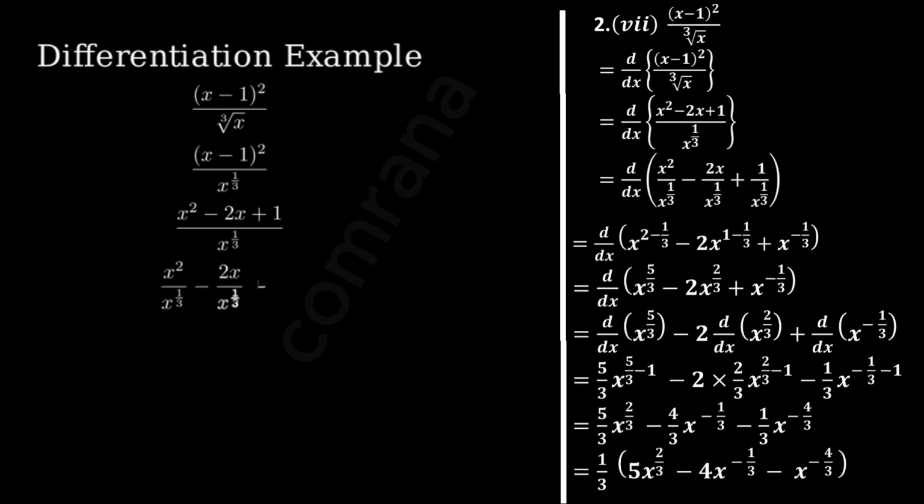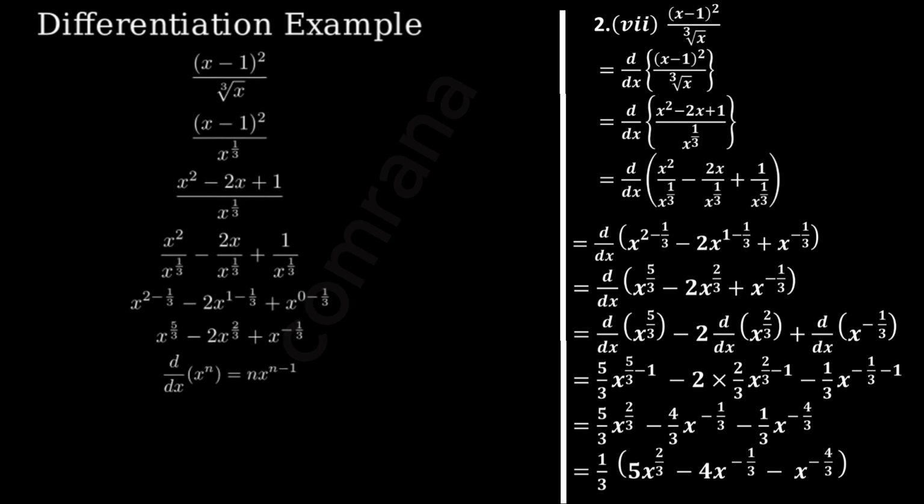Next, let's split this fraction into 3 terms. We'll have x squared over x to the 1/3 minus 2x over x to the 1/3 plus 1 over x to the 1/3. Now, we can simplify each term using the laws of exponents. Remember, when dividing powers with the same base, we subtract the exponents. This gives us x to the 5/3 minus 2x to the 2/3 plus x to the negative 1/3.